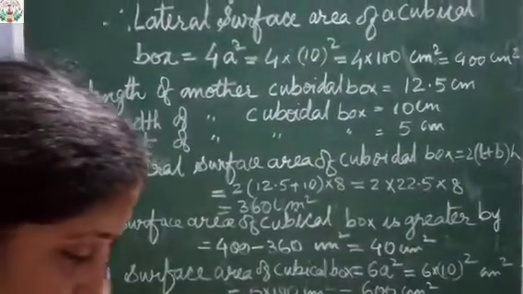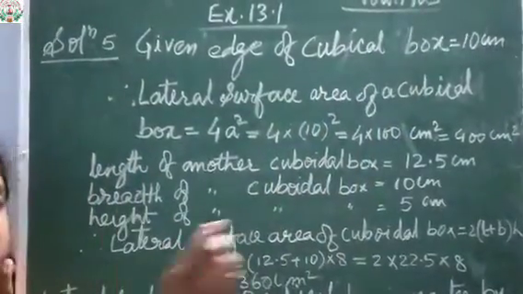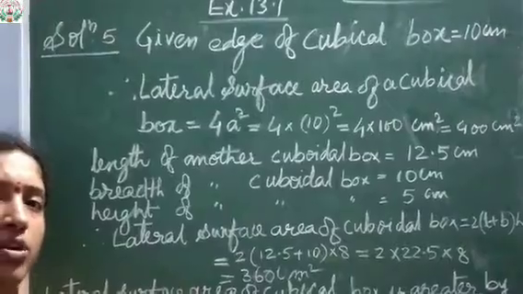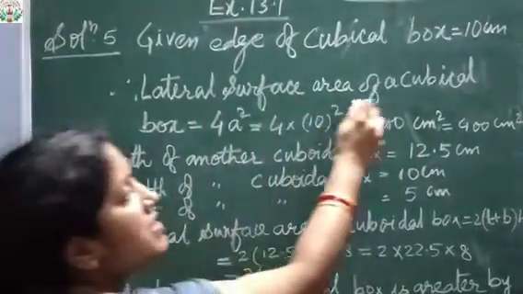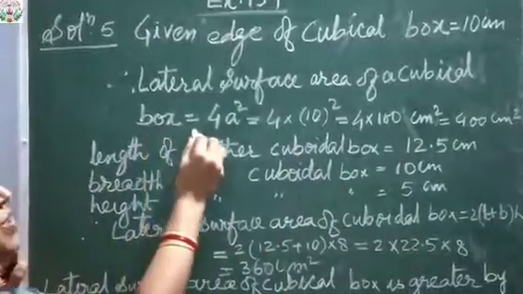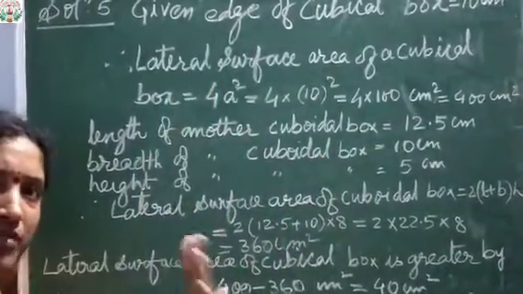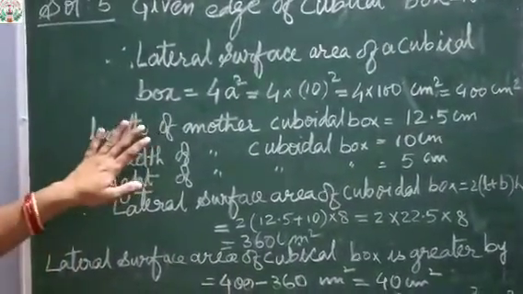Okay. Now the solution. The given edge of the cubical box is how much it is given? 10 cm. Okay, because in a cubical box all sides are the same. So 10 cm. So the lateral surface area of the cubical box will be how much? Lateral surface area means the side ones. Top and bottom we won't include. Is it not? So it will be 4a squared.